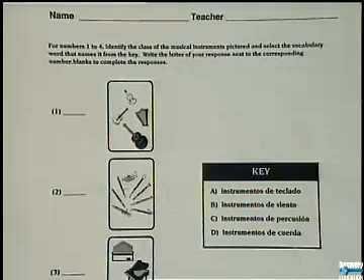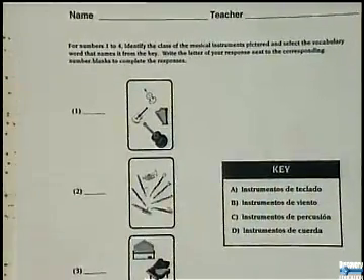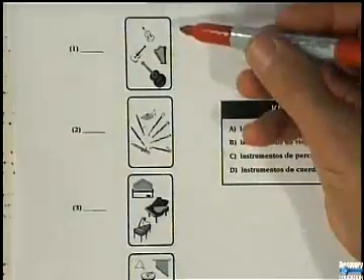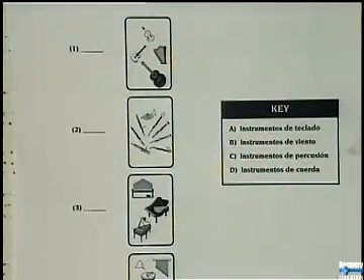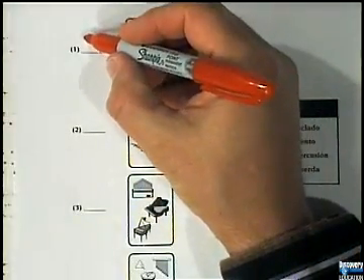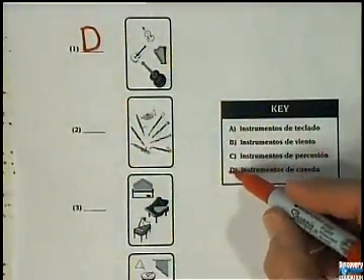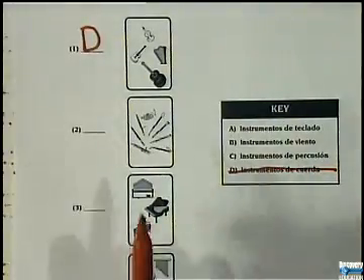Okay, on the first page here, we were looking at the names of the different groups of instruments. Well, these instruments here all have strings. And strings, as we said, are cuerdas. So number 1 is letter D. Instrumentos de cuerda. I'm going to mark through that.